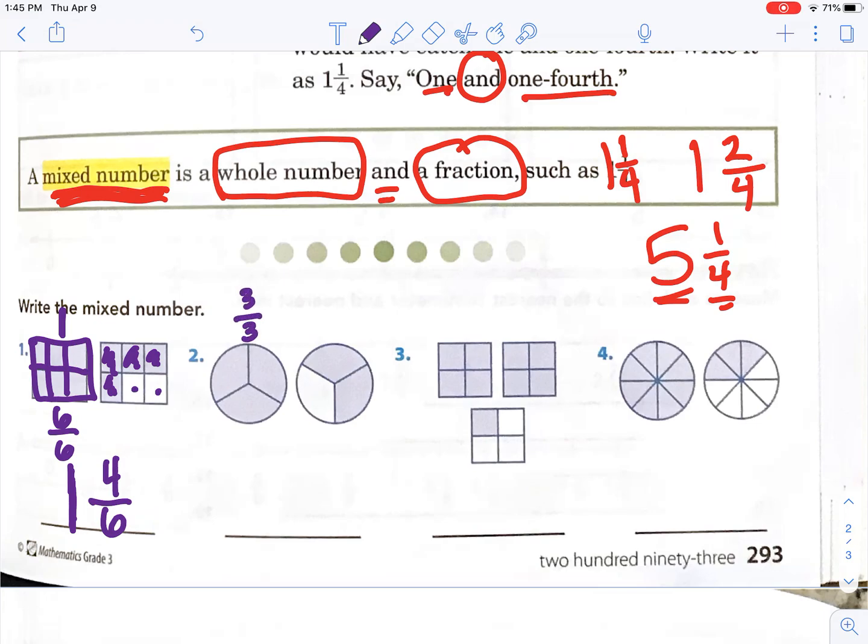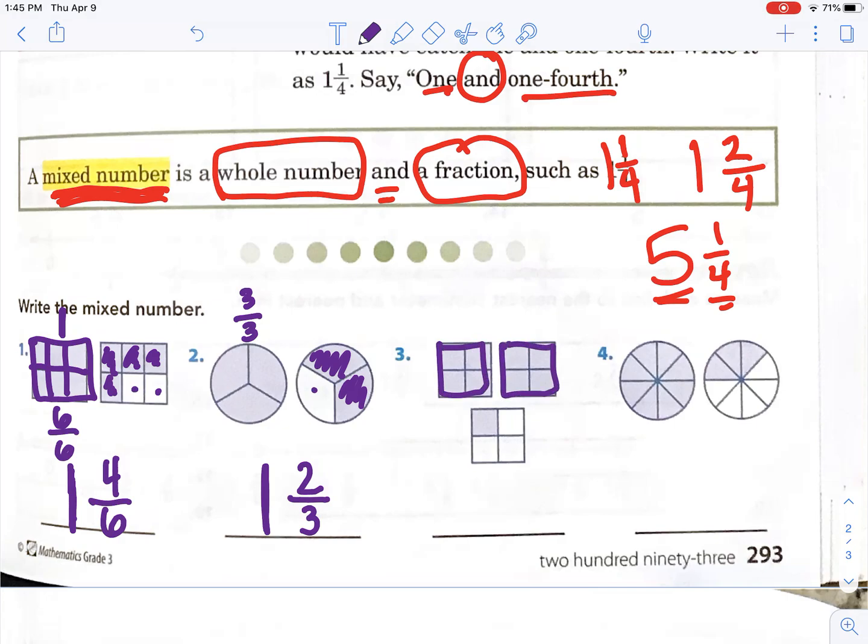Okay, we have 3 out of 3 right here. 3 out of 3 equals 1 whole. Plus 1, 2, 3. There's 3 total. And how many parts do we have shaded? 1, 2. 2/3.